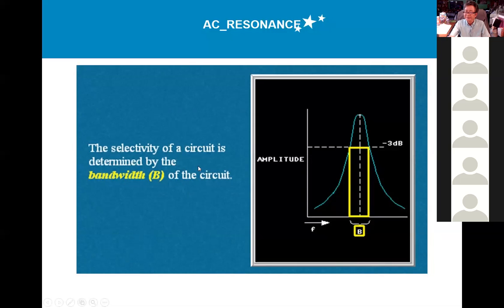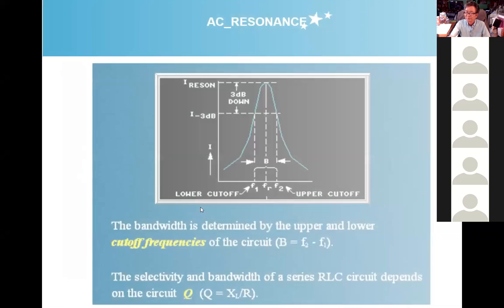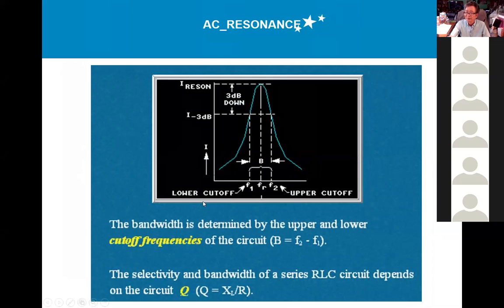The selectivity of the circuit is determined by the bandwidth. This is the bandwidth of the circuit. The bandwidth is determined by the upper and lower cutoff frequencies, F2 minus F1. The selectivity and the bandwidth of a series RLC circuit depend on the circuit quality Q, equal to XL over R.